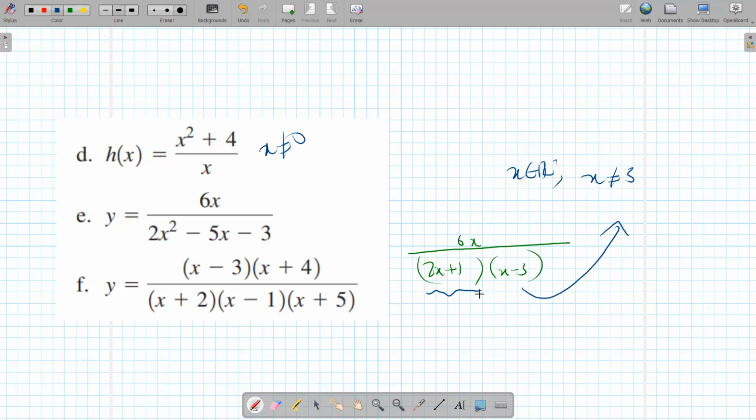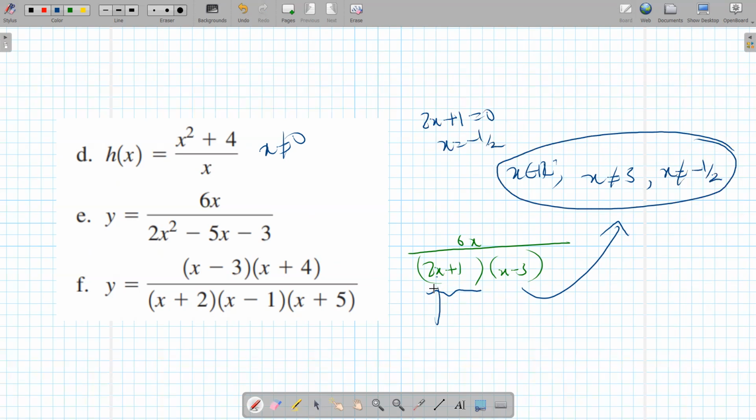If x were to be a certain number, you'll get a 0 in that bracket. Just set it equal to 0 and solve for x. 2x plus 1 equals 0. X is going to be -1/2. So that means x can't be -1/2, right? And that's going to be the answer, because if x is -1/2 here, you'll get a 0 in the denominator.